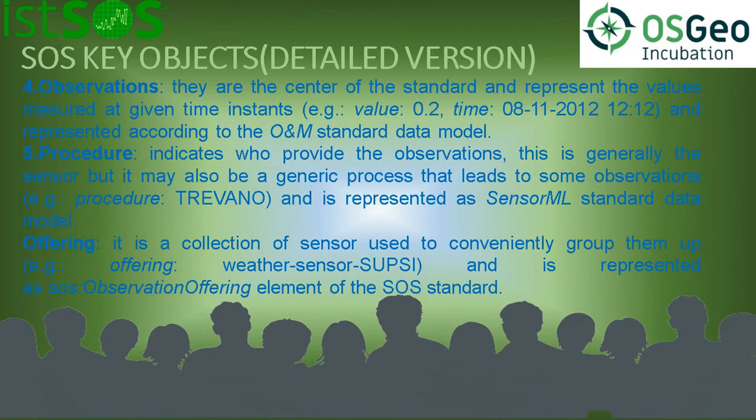Third, observations. They are the center of the standard and represent the values measured at a given instant. For example, value 0.2, time 8/11/12, and is represented according to the O&M standard data model.